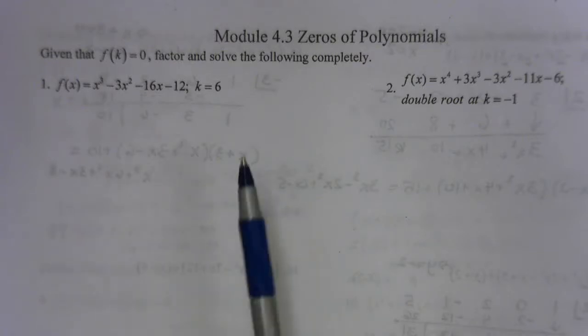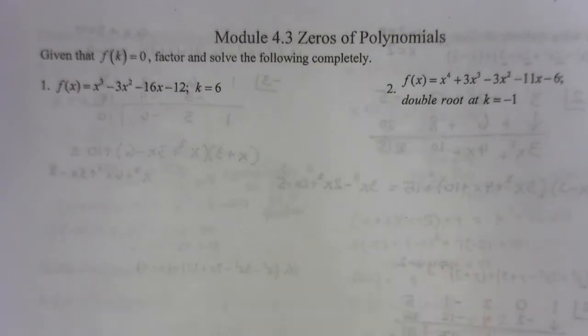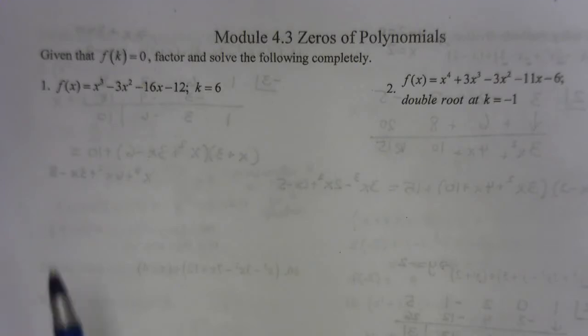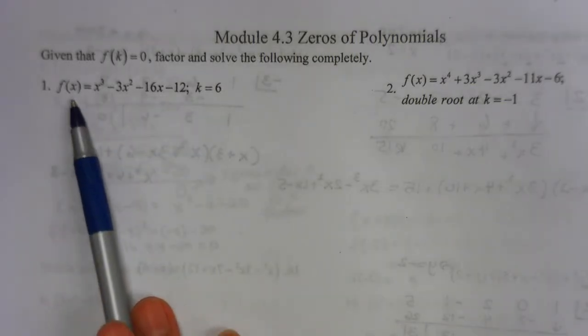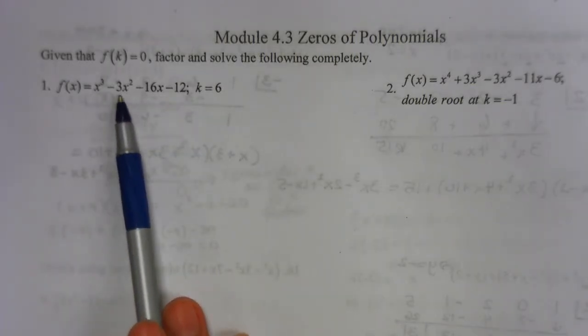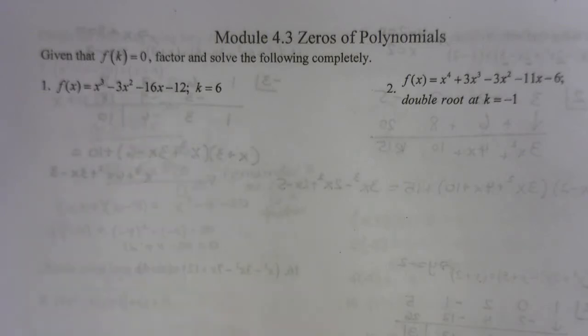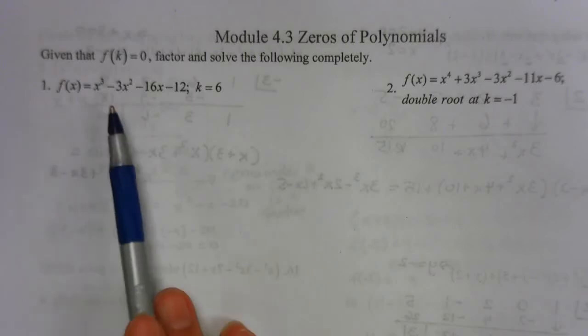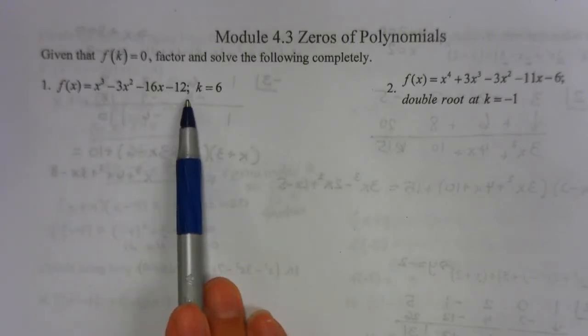This lesson is on Module 4.3, Zeros of Polynomials. We're going to take what we learned in 4.2 with our long division and synthetic division, and we're going to be able to find all of the zeros of the function that's given to us. So when I have f of x equals x cubed minus 3x squared minus 16x minus 12, I'm going to be able to find the three zeros that are in this polynomial here.